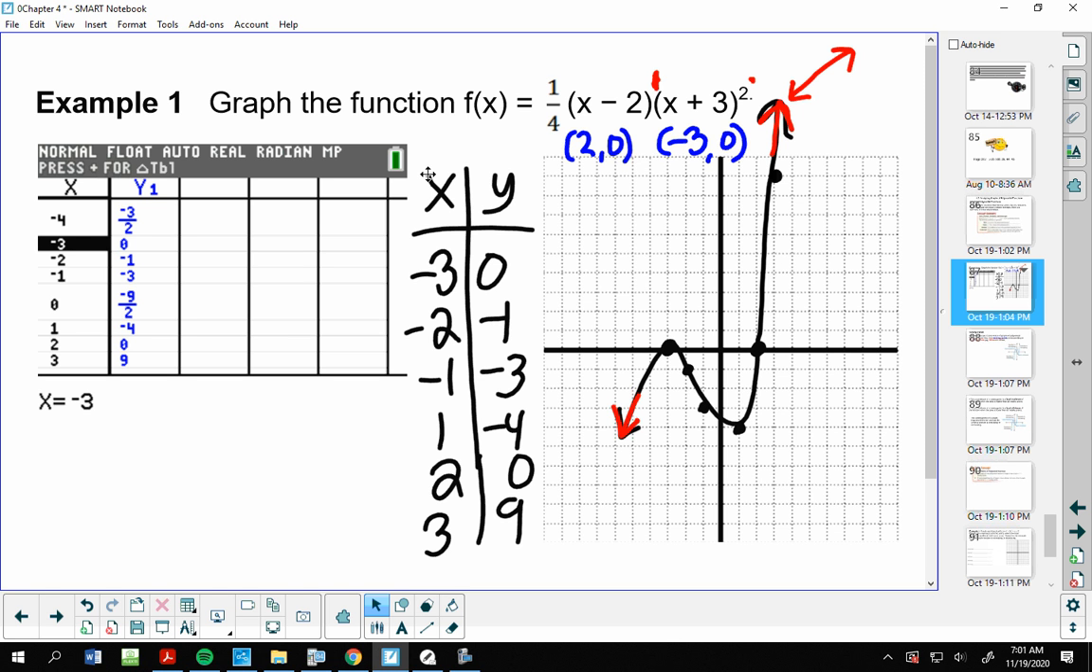And that's it, okay? So we graphed that. We got some points from our graphing calculator. This was in intercept form, so we plotted the intercepts, and we're done.